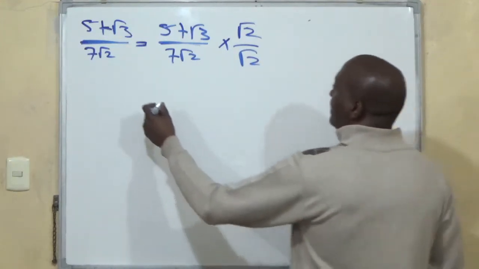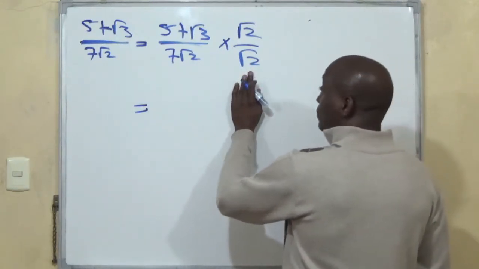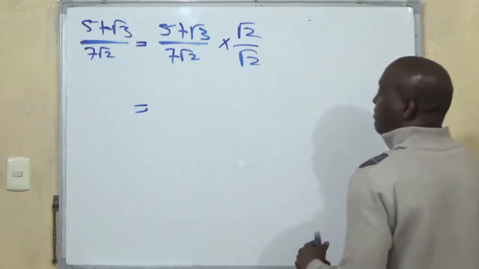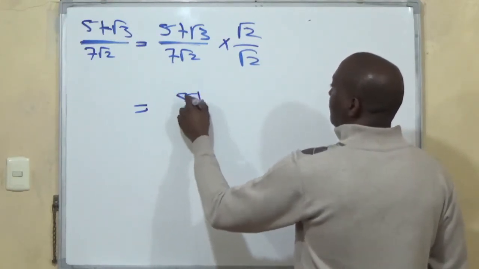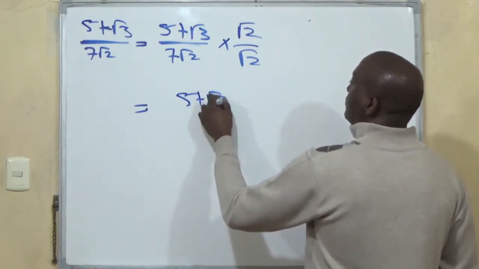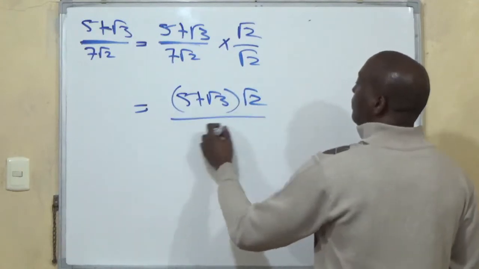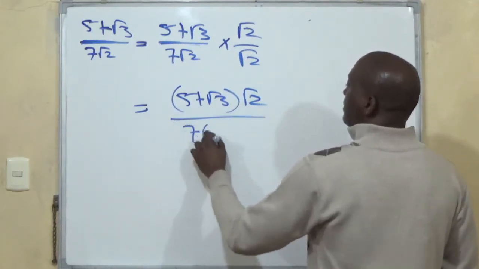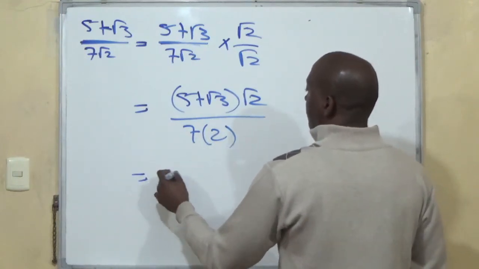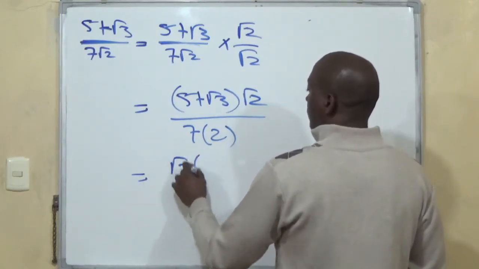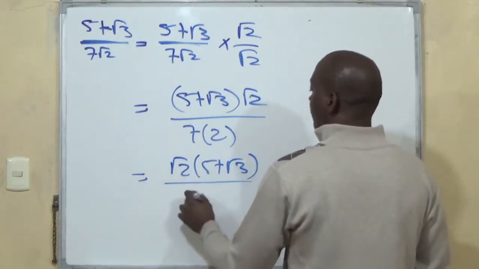Right, so back to what we're doing here now. So what we end up with here will be what? 7 root 2 by root 2. Root 2 by root 2 is 2. Well, let me make the point now. So what you'll end up with will be what? 5 plus root 3 multiplied by root 2 all over 7 by 2, which should be root 2 into 5 plus root 3 all over 14.